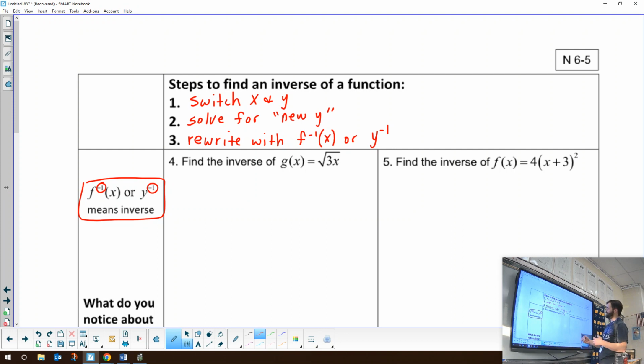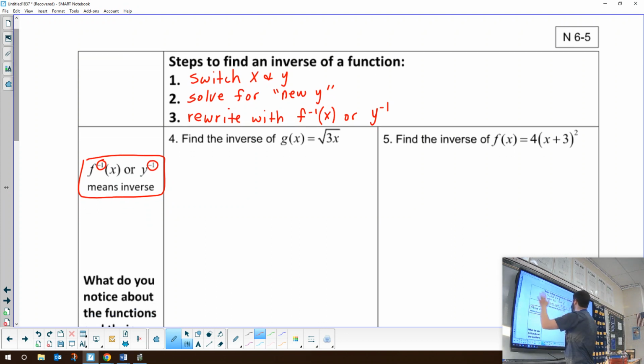So let's take a look at number 4. How do we find the inverse of this? Well, we first have to remember that g of x is the same thing as y. And then second, we just switch my y and my x. So if I switch my y and my x, we're going to have an x on the outside. We're going to go x equals the square root of 3y. And then I'm going to solve for my new y. To solve for that new y, I'm going to have to get rid of everything that's affecting that y. So I'm going to have to get rid of that square root, and I'm going to have to get rid of that 3.